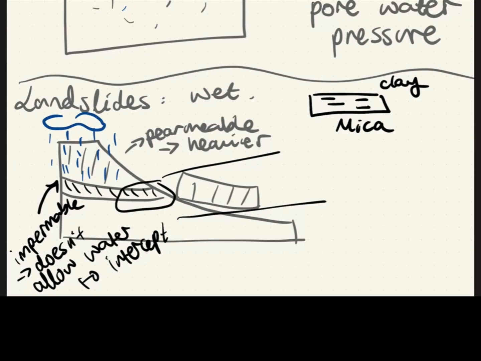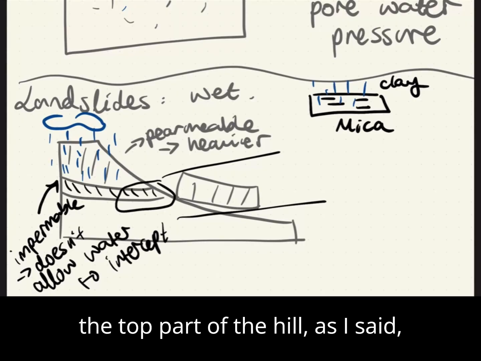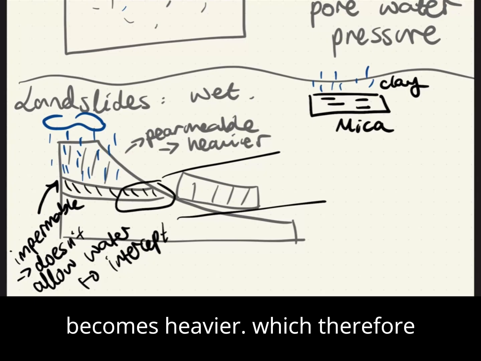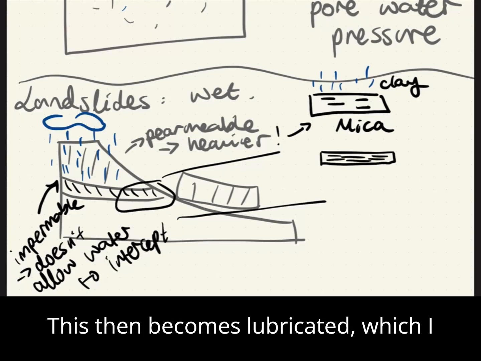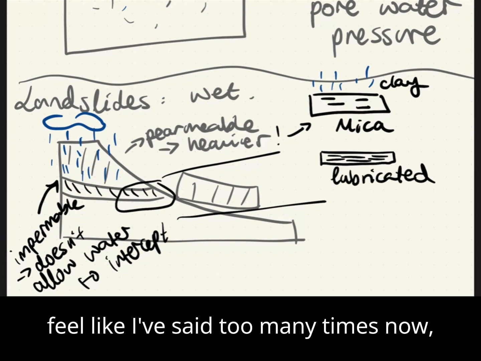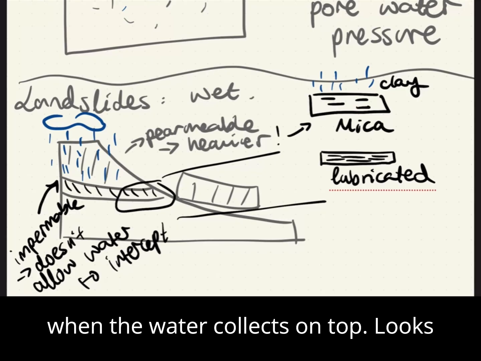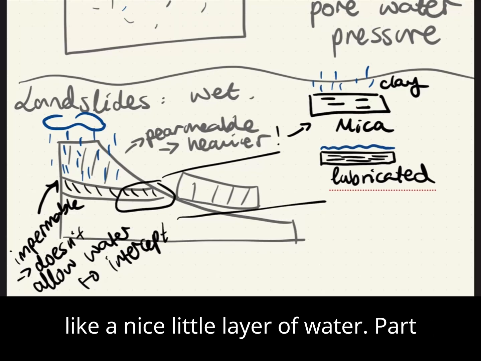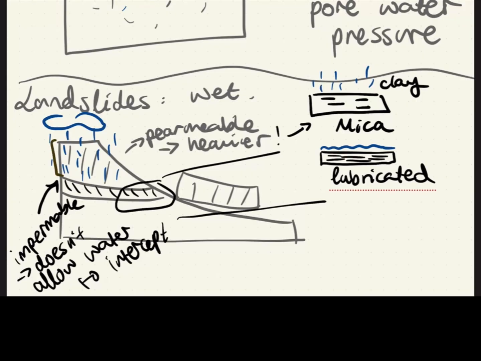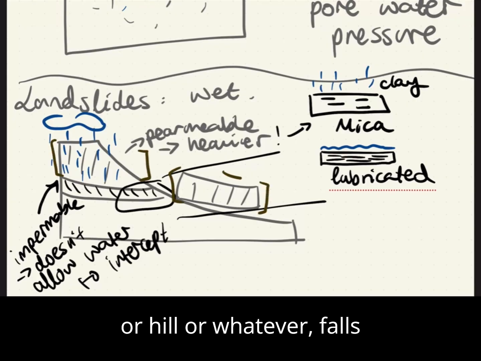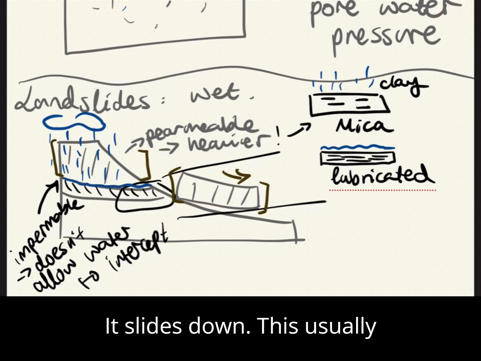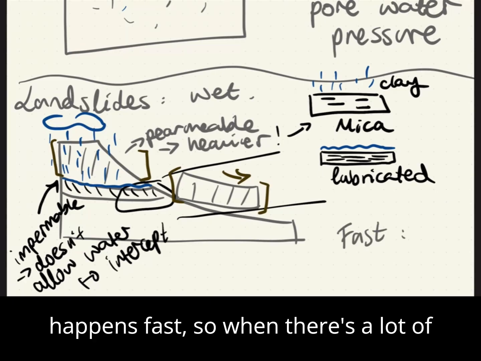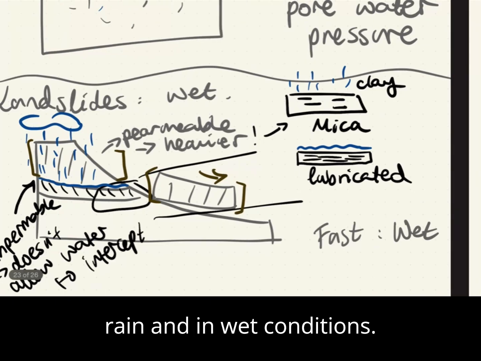So when it rains, the top part of the hill, as I said, becomes heavier, which therefore compresses the clay. This then becomes lubricated, which I feel like I've said too many times now, when the water collects on top. So it's like a nice little layer of water. Part of the cliff, or hill, whatever, falls down, basically like a little slide. It slides down there. This usually happens fast, so when there's a lot of rain, and in wet conditions.